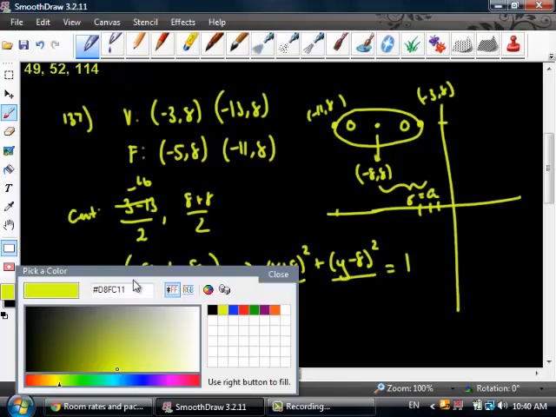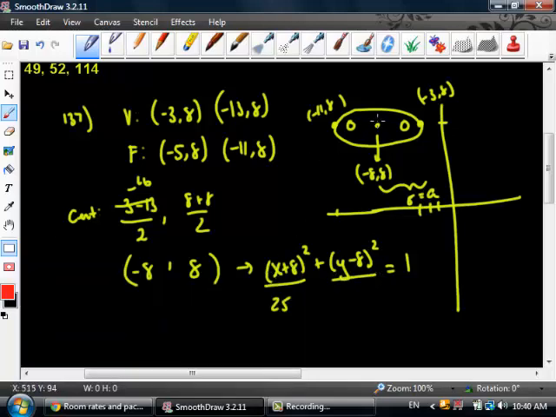Let's find C. Okay, right here. What is this? This is −5. What is the distance between −5 and −8? 3. So that's C, which means C squared equals 9. So it should be 9 equals 25 minus B squared. B squared equals 16. It goes here.